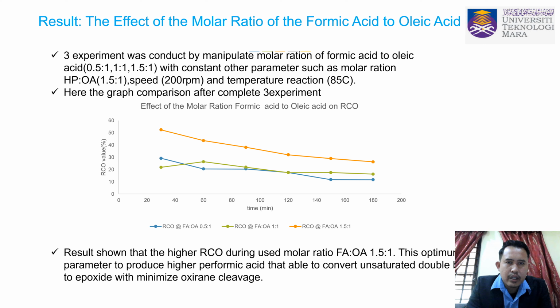Okay, the second one, to study the effect of the molar ratio of performic acid to oleic acid. We also conducted 3 experiments manipulating the molar ratio of formic acid to oleic acid, with the other parameters constant, such as HP ratio 1.5, speed 200, and temperature 85 degrees. From the comparison, it is shown that the RCO is higher when using FA to OA of 1.5. This is because it is the optimal parameter to produce higher performic acid, able to convert the unsaturated double bond to epoxide while minimizing the oxirane cleavage.